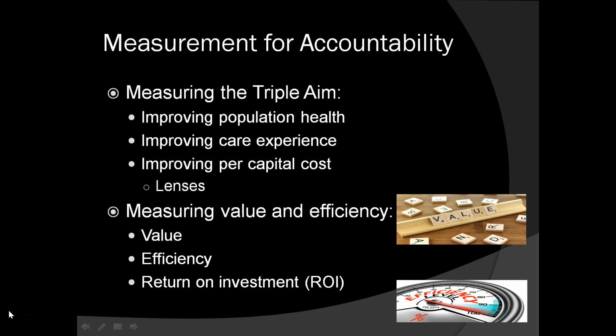Now, we also have three lenses on cost, and the different lenses assist in understanding the cost being measured. You have a supply lens of the providers, a demand lens of the consumers, purchasers, and general public, and then you have an intermediary lens of health plans and insurers. And then also, under measurement for accountability, we have measuring value, efficiency, and return on investment. We're actually going to discuss these on the next slide.